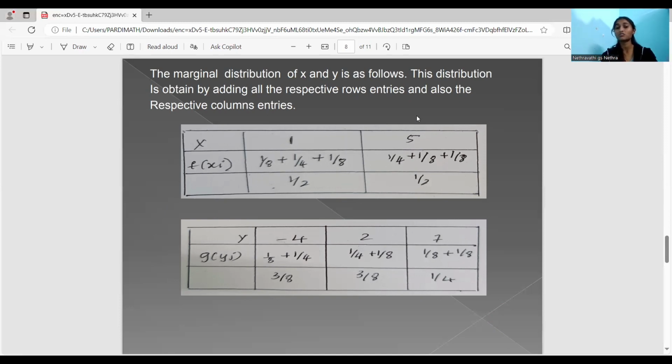The marginal distribution of x is: 1/8 plus 1/4 plus 1/8 gives 1/2, and 1/4 plus 1/8 plus 1/8 gives 1/2. This is called f of xi, the marginal distribution value. And for y, we call the marginal distribution g of yj: 1/8 plus 1/4 gives 3/8, 1/4 plus 1/8 gives 3/8, and 1/8 plus 1/8 gives 1/4. This is the marginal distribution value.